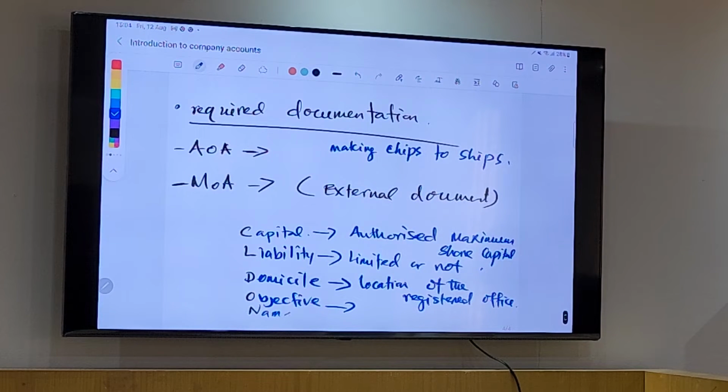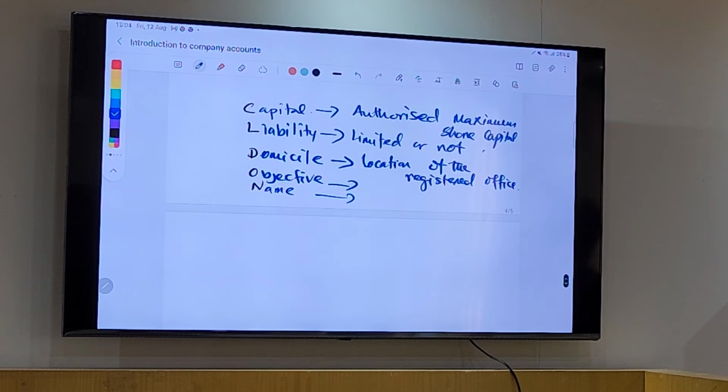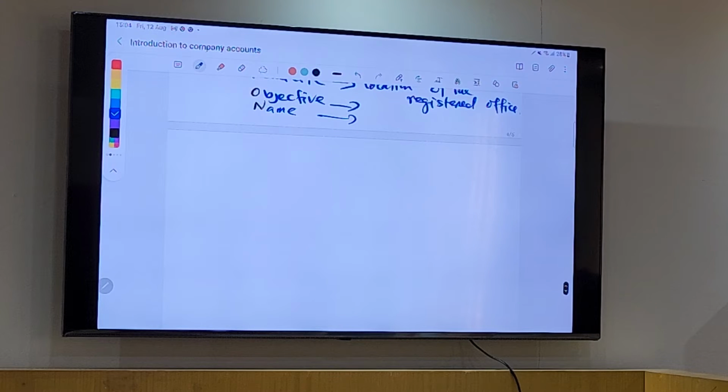Then name. When I open a new company, can I keep any name I want? No. There are protected names. Let's say KFC. Have you seen on top of the name they put this R in a circle? Those names are registered names, patent protected. You cannot use them. KFC is a chicken company. If I open a chicken company in my area and put a big board KFC, tomorrow police will come and take me. Clear? This is one thing.